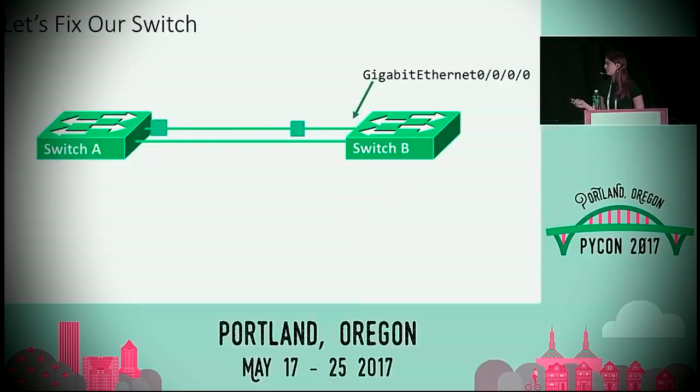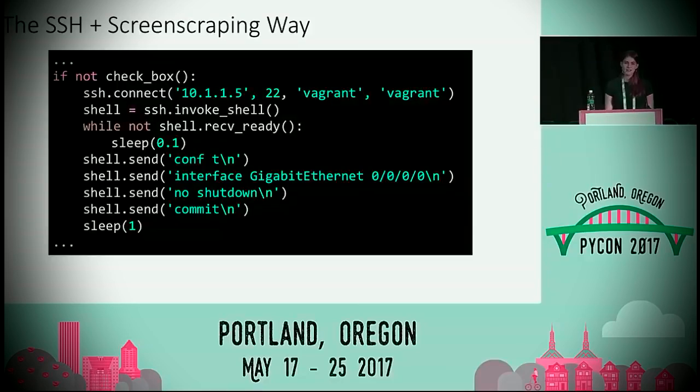So let's fix our switch. Back to SSH. We've determined that our interface is off. How we fix this with SSH is we reconnect to the box. We invoke an interactive shell, because we're going to be sending a bunch of commands this time, not just one command. We wait for that shell to be ready to receive data. We send a bunch of hard-coded commands, and then we sleep to see if they work. Make sure that they all get committed. So we got to take a little breather while that all goes on in the background.